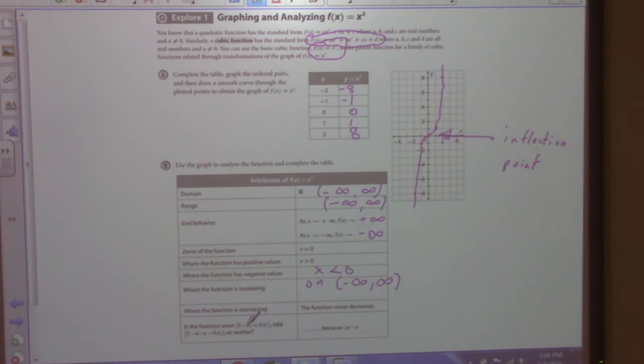F of negative x equals f of x, that's even. Or f of negative x equals negative f of x. Odd? Well, yeah, it's going to be odd because what? Rotational symmetry. Yeah, this has rotational symmetry about, and actually it's because of this, because f of negative x equals negative f of x. Do you see that? F of negative x equals negative f of x.